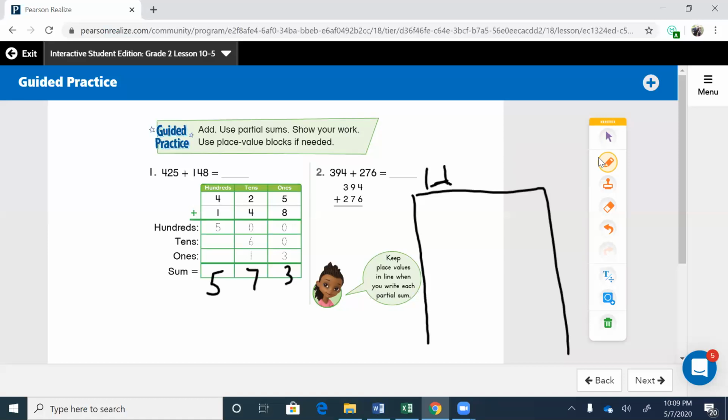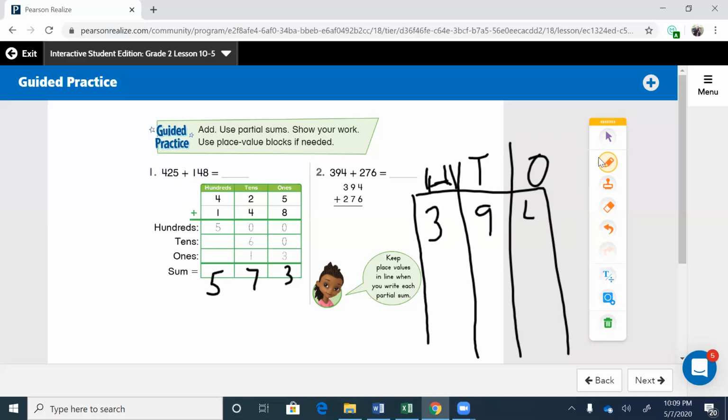So hundreds, tens, ones. Okay. So I'm going to write my first number, 394. Then I will write the second number, 276 plus. Okay. Now I'm going to do my hundreds. So if you look at the hundreds, 3 plus 2 is 5. So 500. Let's go to the tens. 9 plus 7.